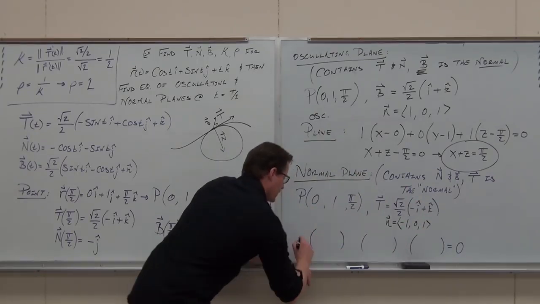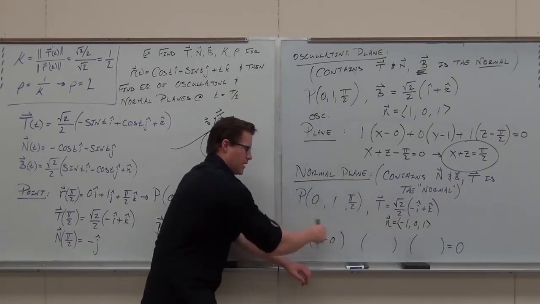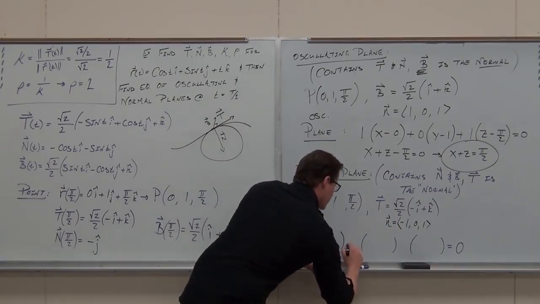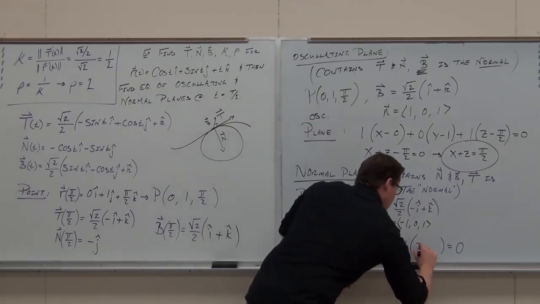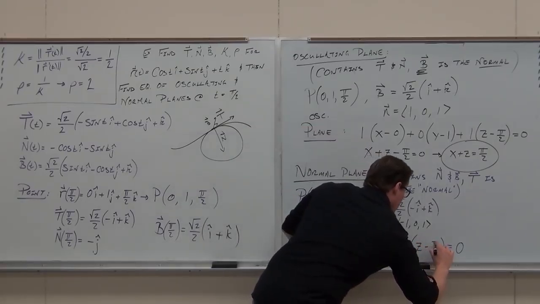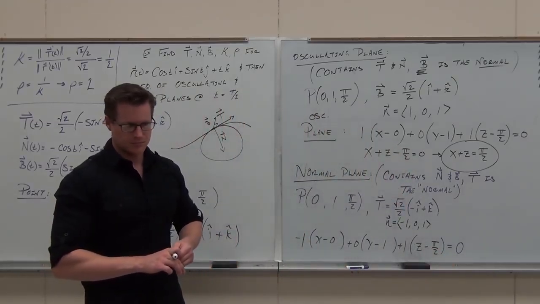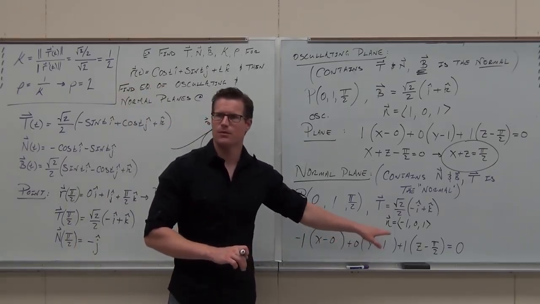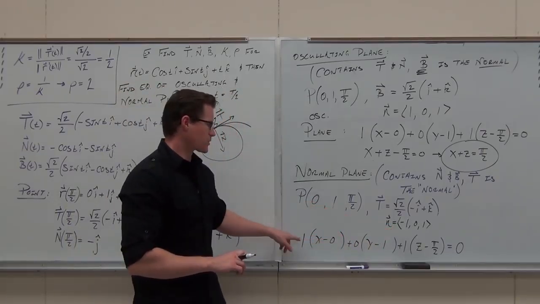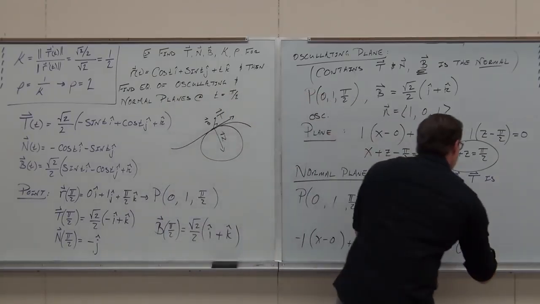So we take the x component minus the coordinate, the y component minus the coordinate, the z component minus the coordinate. Did you guys get at least that far? If you simplify this, we're going to get negative x plus z equals pi over 2.